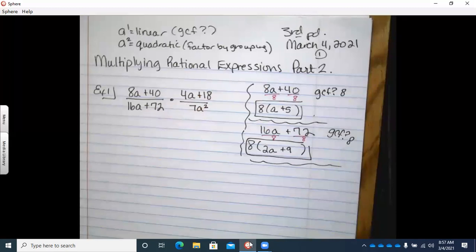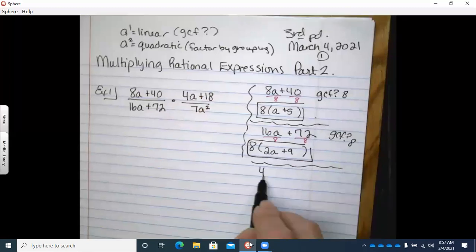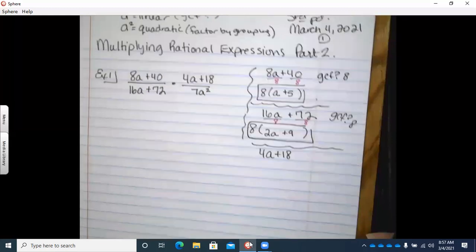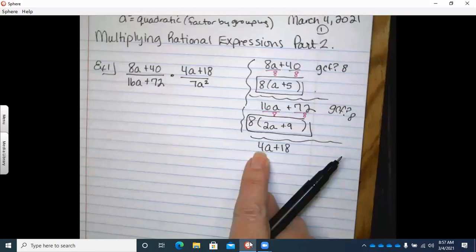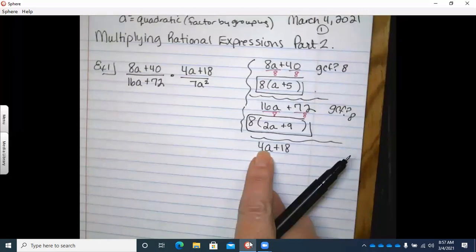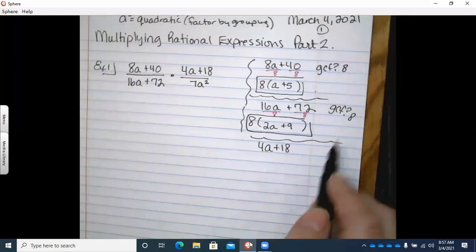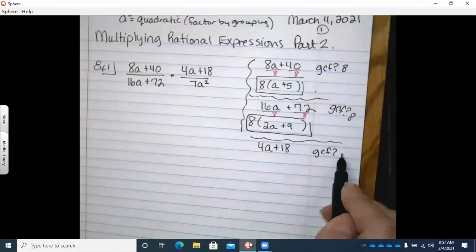4a plus 18. Will 4 divide into 4a and 18 evenly? No. What's another factor of 4 besides 1? 2. Will 2 divide into 4a and 18 evenly? Is there any number higher than 2? It can't be larger than 4. It's got to be a factor of 4, right? So 2. So we factor out a 2.